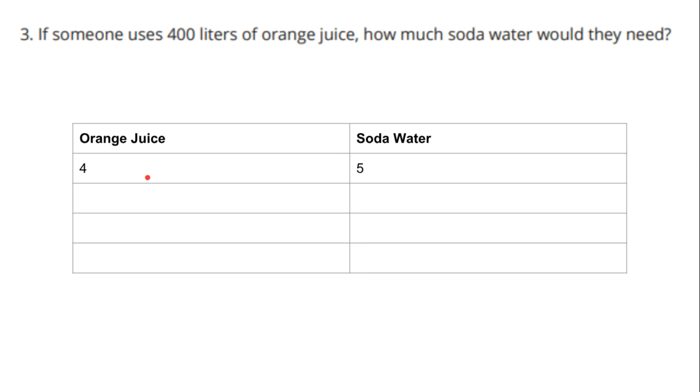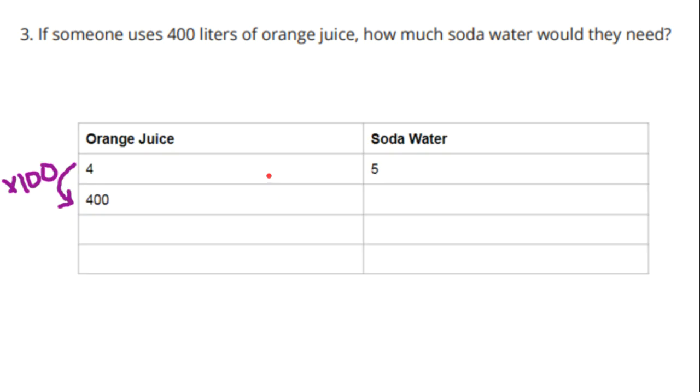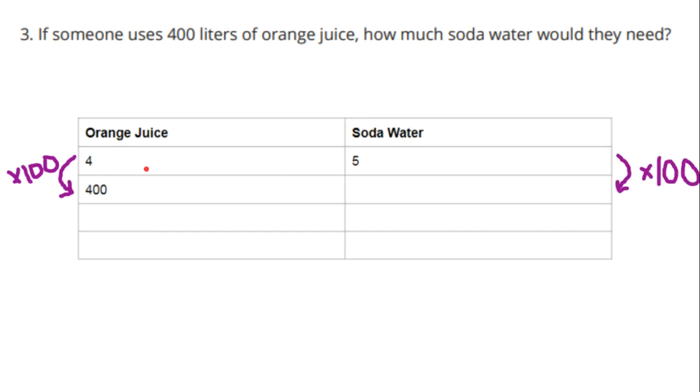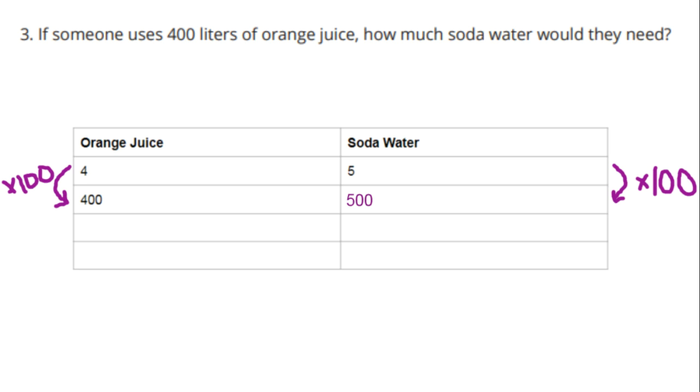And my ratio table has 4 orange juice and 5 soda. I'm trying to get an equivalent ratio that has 400 liters of orange juice, and I want to know how much soda water that would be. You may be able to figure this out in your head and know that if I take 4 and multiply it by 100, I would get 400. So if I'm multiplying my orange juice by 100, I also need to multiply my soda water by 100. 5 times 100 is 500.